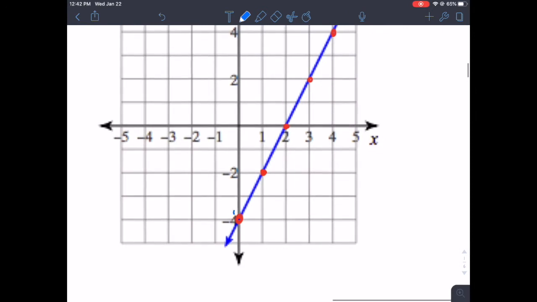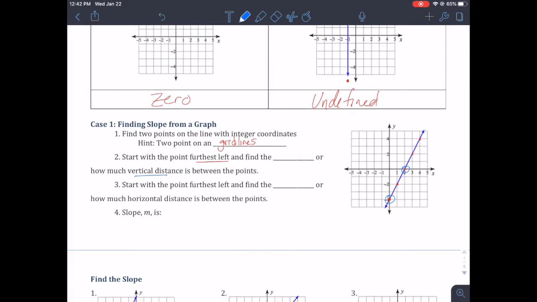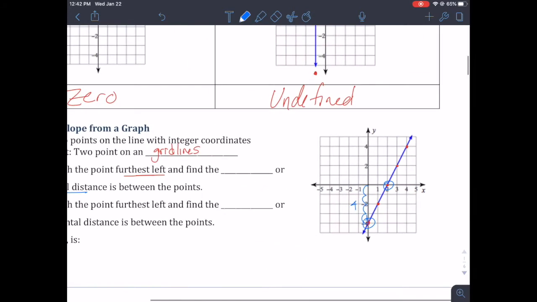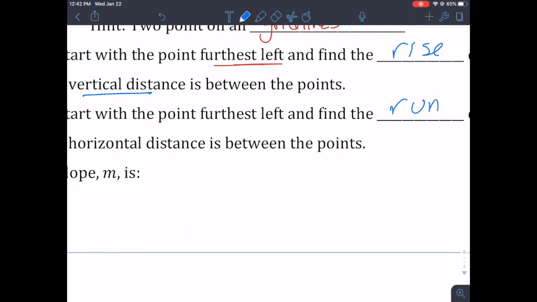Let's pick this point here and this point there. How much do we change by? First we're going to look at the vertical distance. From this point going left to right, we go up 1, 2, 3, 4. So we went up 4, and that would be the rise. And then how much does it go over, which we could call the run? This time it goes over 2.